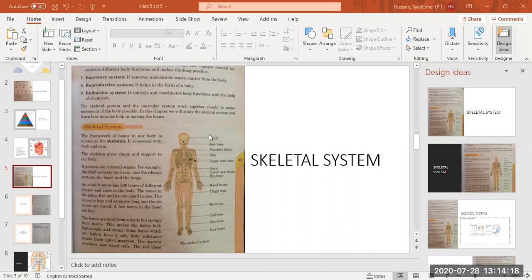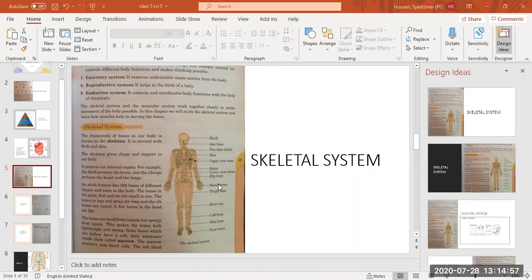Okay, so open page 43 of your books. In the last lecture, I was telling you about the skeletal system. So what is the skeletal system? The framework of bones in our body is known as the skeleton. We have studied that the skeleton has two functions. Number one, it gives shape and support to our body. Without a skeleton, our body has no shape. It will be deformed.